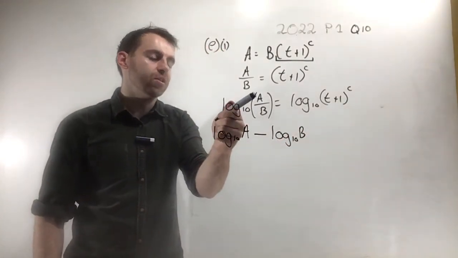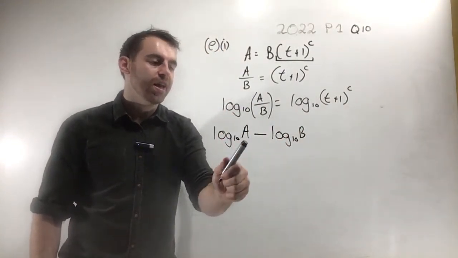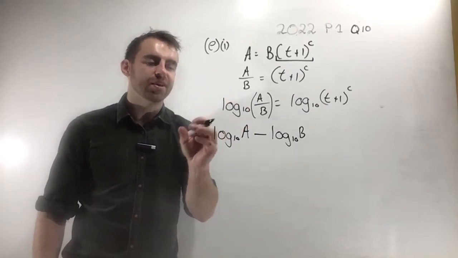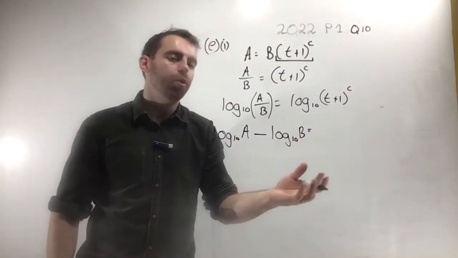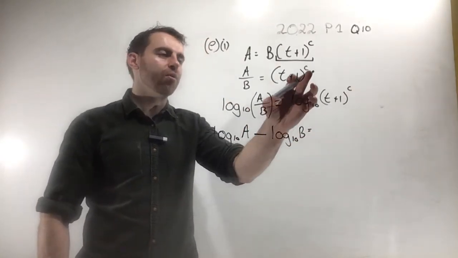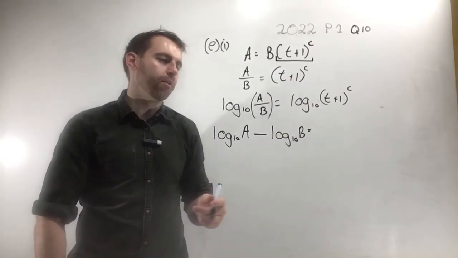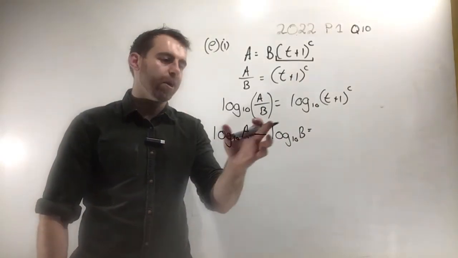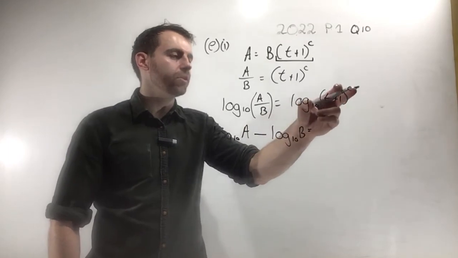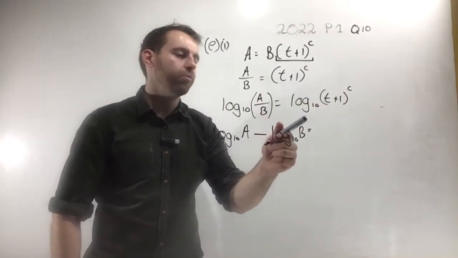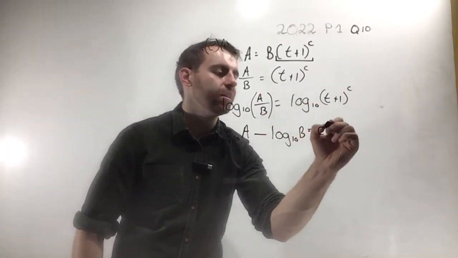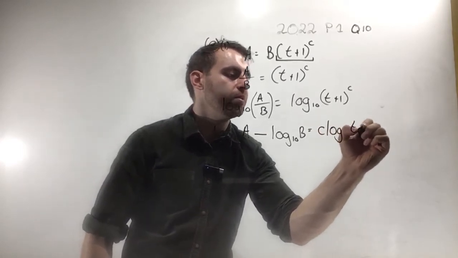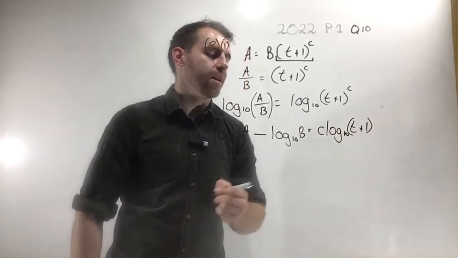In other words, it's just the top of the fraction, it's the a minus the b. So I've split the left hand side into 2. And the whole point of introducing logs was to get rid of the c in the power. The third rule on that same page tells me if I have log of something to a power, I can just bring the power in front. So I can rewrite this as c times the log of t plus 1 to the base 10.